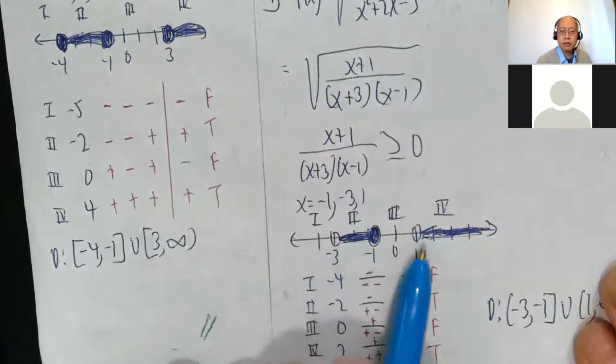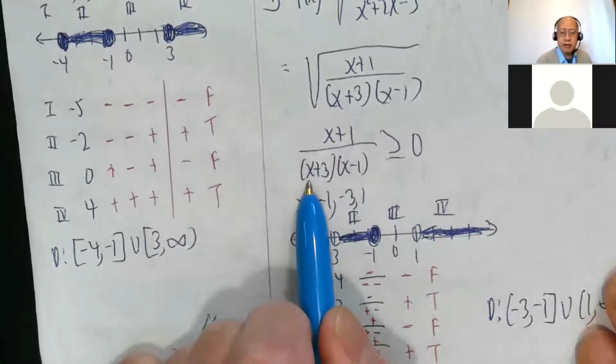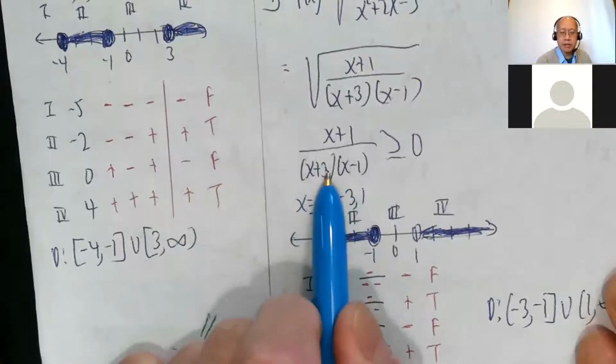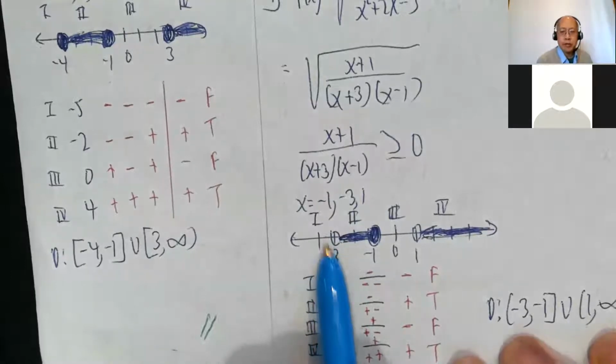How come I got open, closed, open? If I plug in -3 right there, that gives me 0. 0 times that is 0. I'm multiplying by 0. Oh, sorry, I'm dividing by 0. Can't do it. Open circle.